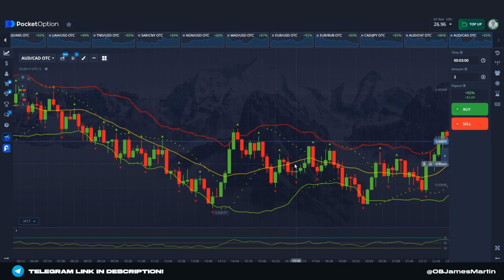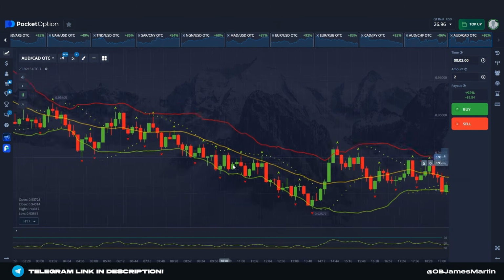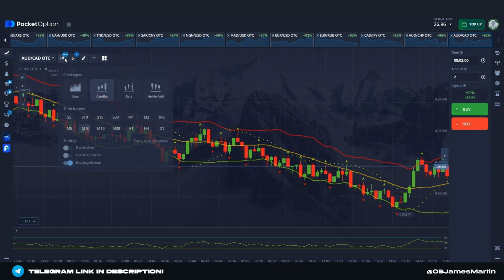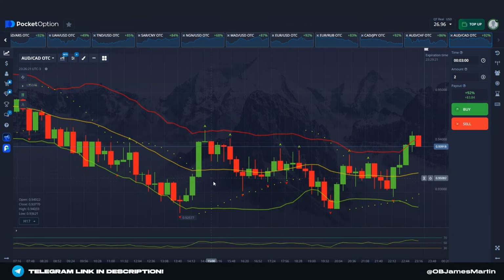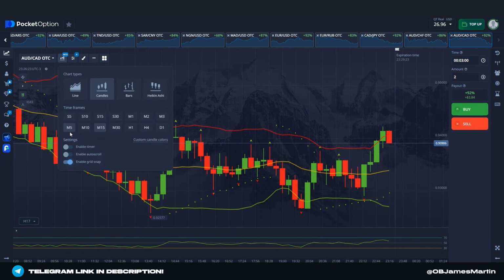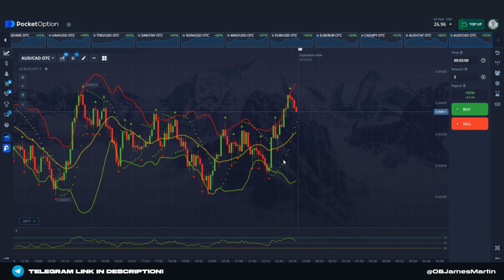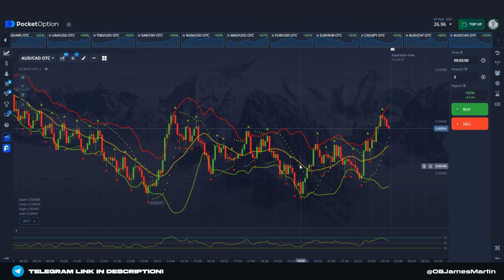For example, price breaks above the resistance. Instead of entering immediately, you wait. Price pulls back to that same level. The old resistance now acts as support. Price reacts and rejects the zone, gets a correction, and the retest is the confirmation. It shows the market accepts the new level.